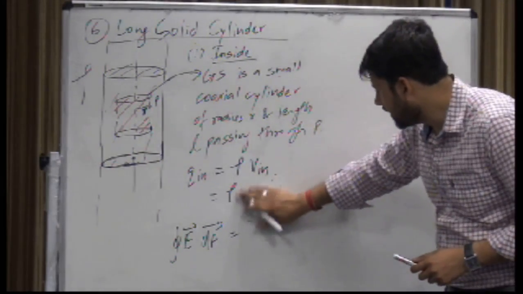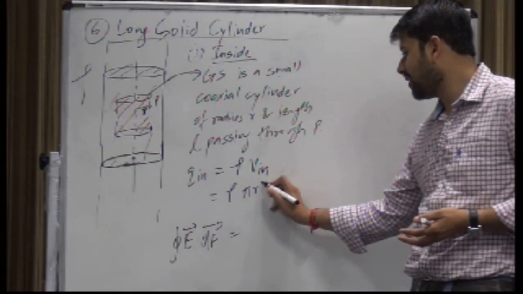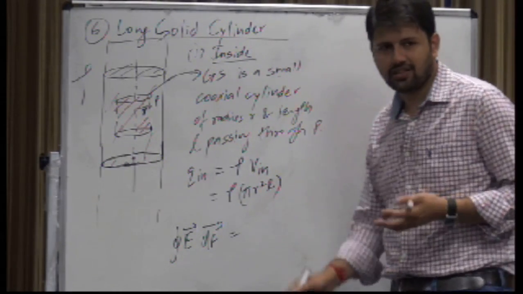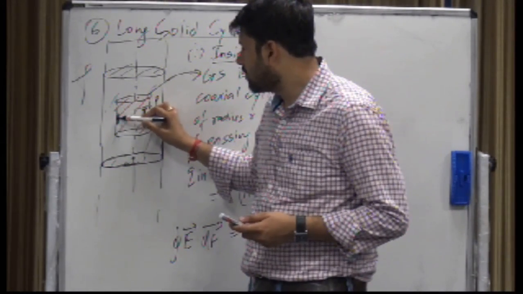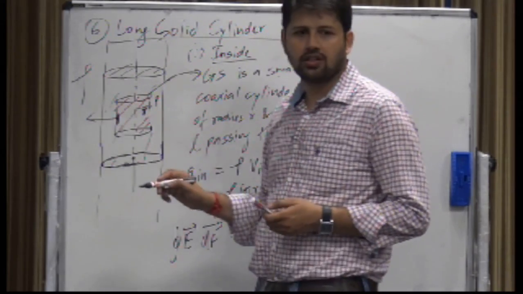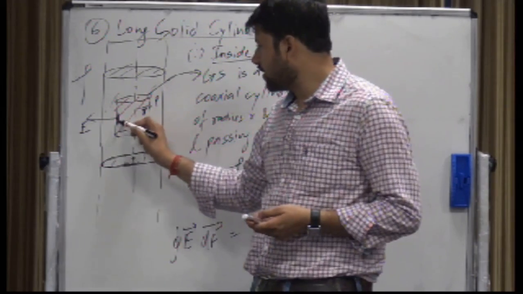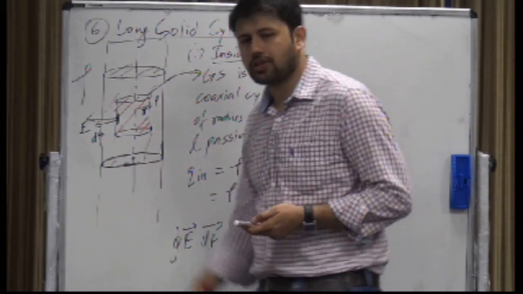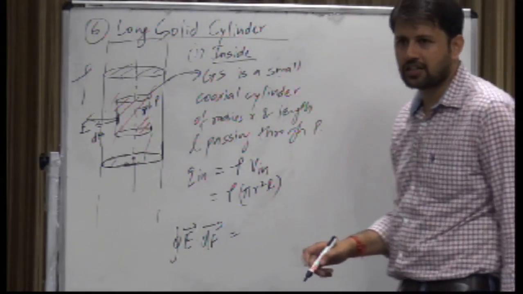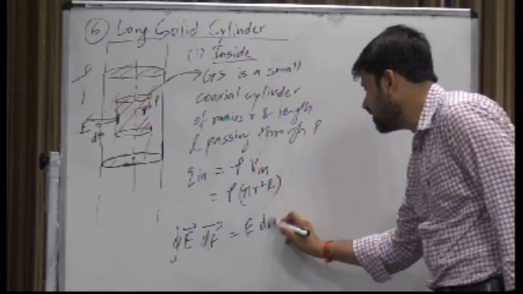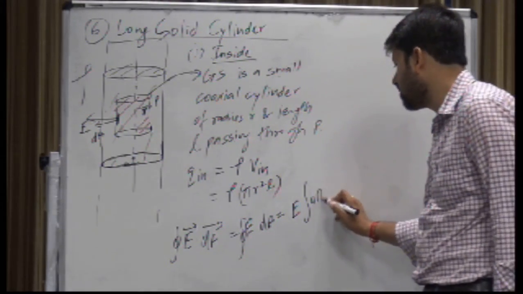Oh, sorry. I actually wrote the volume for a sphere. It would be pi r square L. Sorry, my bad. Now, consider a small portion. For it, the electric field would be coming out, by symmetry, and the area vector would also be coming out, dA, right? They are in the same direction, the angle would be 0, so we would write it as the closed loop integral of E dA.